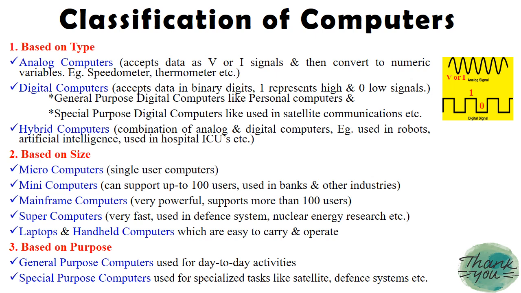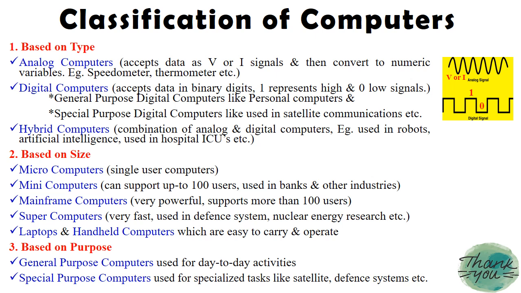The mini computers support a multi-user interface. So these are more expensive than the microcomputers and are mostly used in banks and industries. These mini computers are capable of supporting 100 users at one time. Then there are the mainframe computers, which are very powerful, which support more than 100 users in time sharing mode.